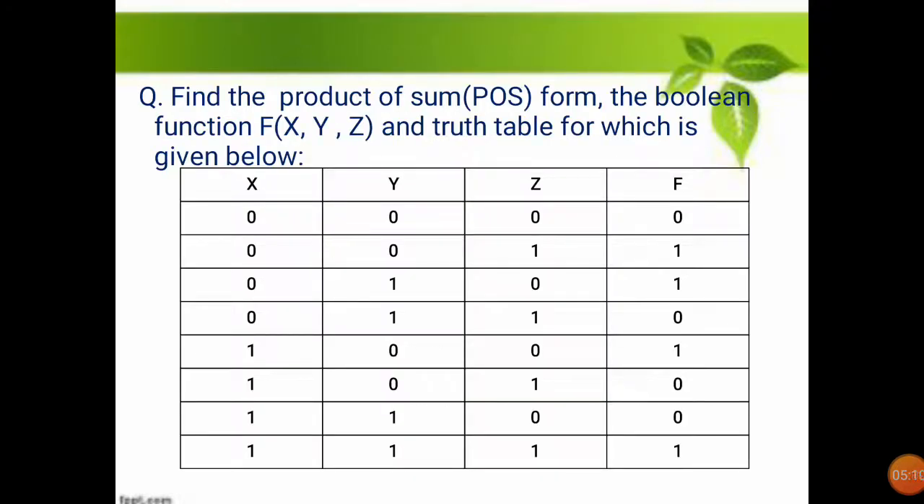Now, example. Find the product of sum form for the Boolean function f(x, y, z), the truth table for which is given below. Here in this truth table, the variables x, y, z are there and the output is given in the f column.